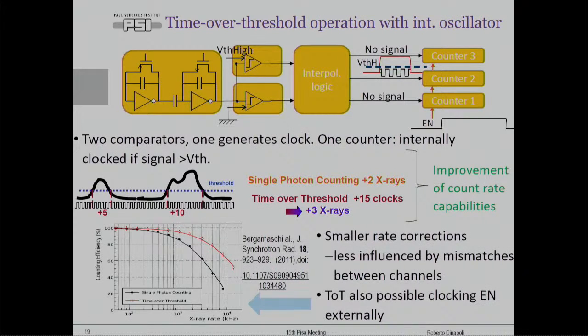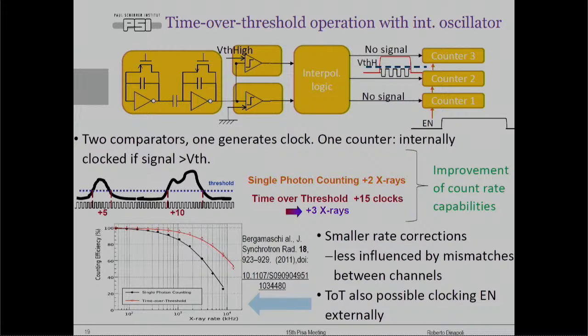Another mode of operation is time over threshold with internal oscillator. So this is also available in other ASICs. If one comparator goes above threshold, then it starts a counter. And this counter starts a clock, sorry. And this clock goes into this counter, and it checks how many clock cycles have elapsed. So you can see it here very, let's say roughly.